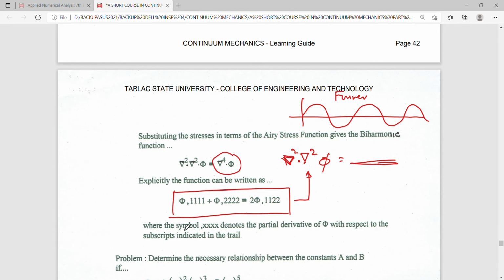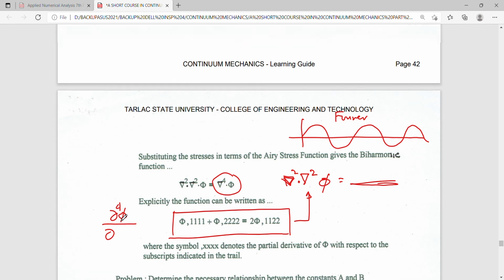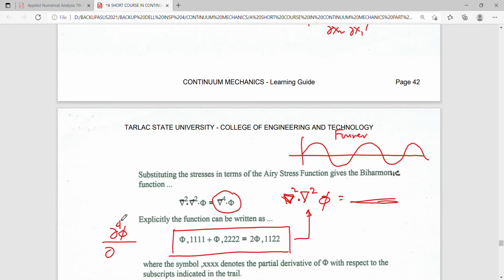Okay, so what does this mean? So this simply means that you are taking the partial derivative of phi with respect to, so if that is p11, so you have an x1, okay?